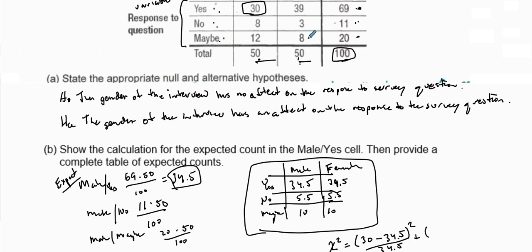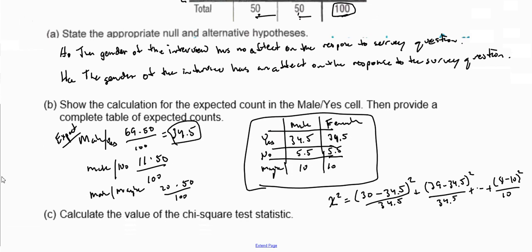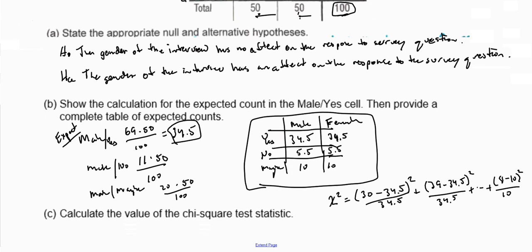So if I want to do the next one, I could say 39 minus 34.5 squared divided by 34.5. And I would keep on going, dot, dot, dot, all the way to the last one. I'll just go to the last one right here. So our observed value of 8 minus 10 squared divided by 10 right here will give us all of our values. Now, that would then be used to help us figure this out.